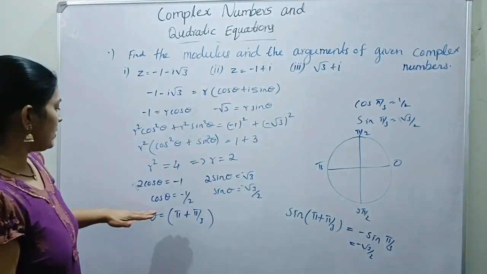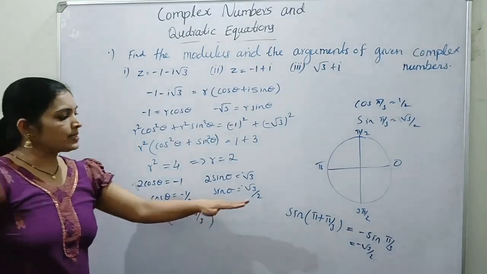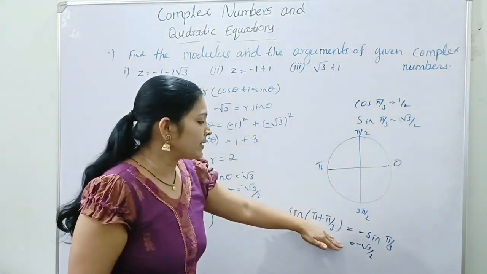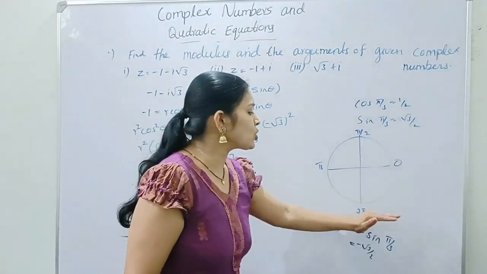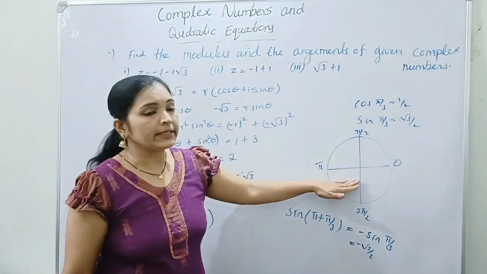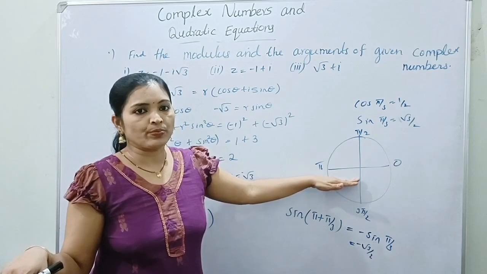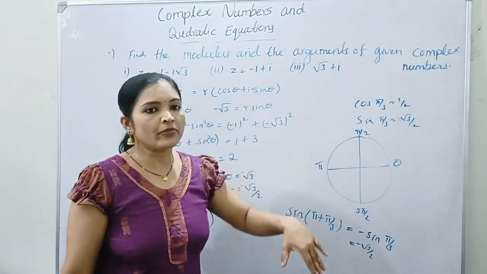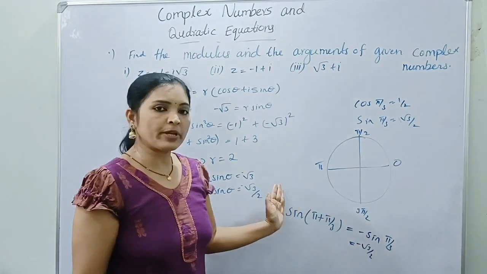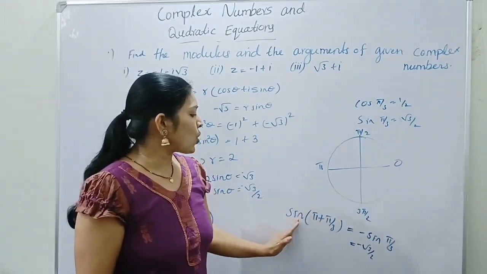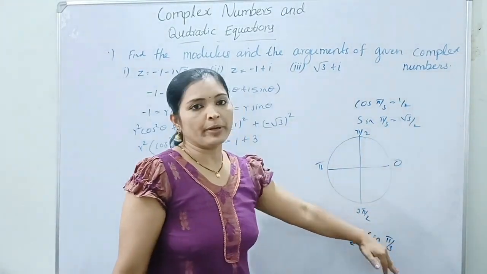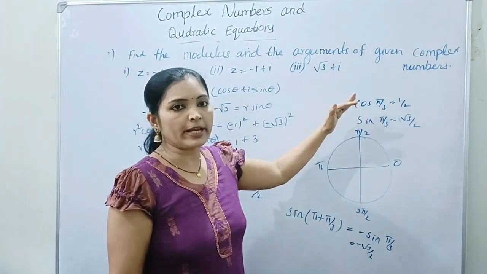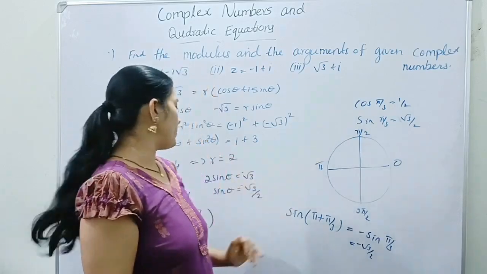In the same way we can write cos. Cos of pi plus pi by 3 is nothing but minus cos pi by 3. Why? Because in the third quadrant cos is also negative. For pi plus pi by 3, sine becomes minus sine and cos becomes minus cos. So it is minus cos pi by 3. Cos pi by 3 is 1 by 2, so minus 1 by 2.